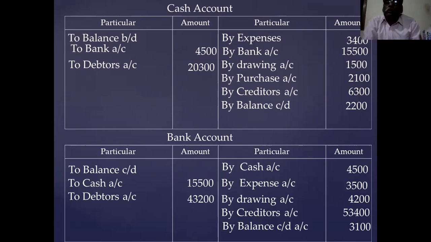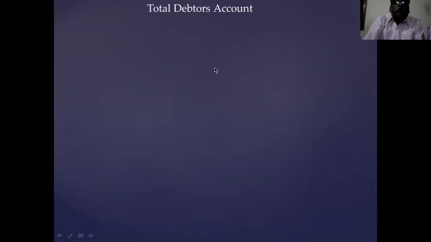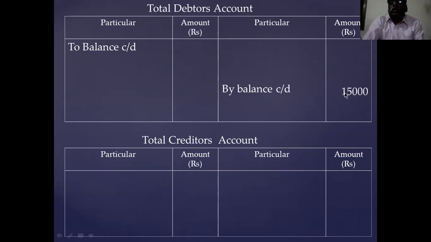Separate account is maintained. Now I will prepare the debtors and creditors account. I will take the information related with debtors and creditors. To balance brought down, that balance is not given in the problem. Then by balance carried down is 15,000 in the problem. And in the creditor account, by balance brought down 6,000. To balance carried down 9,400. I will take the balance from the balance. Debtors opening is question mark.